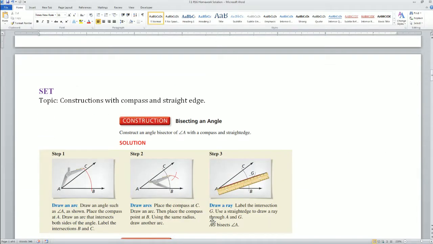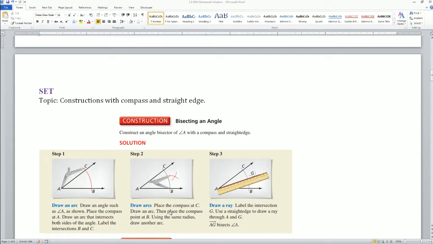Alright, the set part. Here, all of them ask you to do construction, and what I did is bring in all of these, which have very easy steps that are already done for you. So the first one is constructing an angle bisector. Here's step 1. You draw an arc across the angle A, placing the compass at A as the center and drawing the arc from B to C.